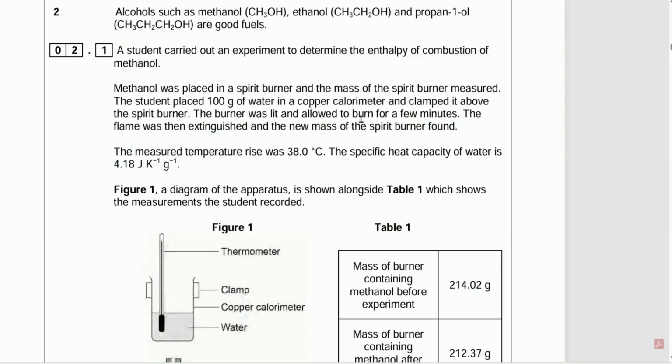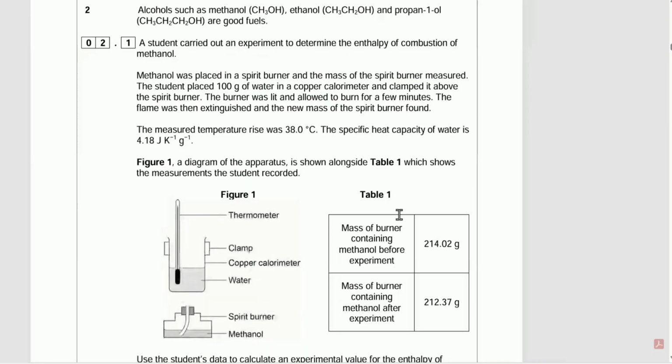The burner was lit, allowed to burn for a few minutes. The flame was extinguished and the new mass of the spirit burner found. The measured temperature rise was 38 degrees. Specific heat capacity of water is 4.18. Figure 1, a diagram of the apparatus, is shown alongside Table 1, which shows the measurements the student recorded. Let's get a little bit more of this into the picture.